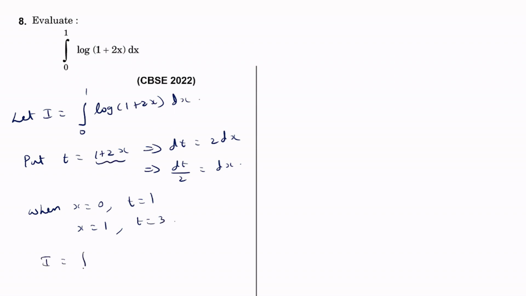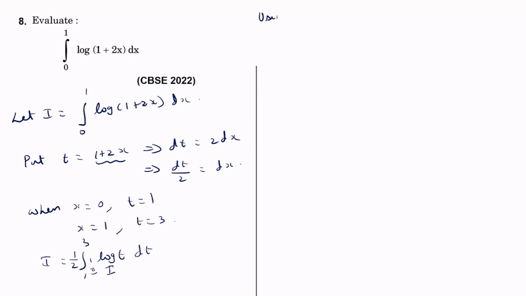So the given integral becomes integral 1 to 3 half log t dt. In place of 1 plus 2x we are putting t, and in place of dx we are putting half dt, and we have changed the limits to 1 to 3. Now we can use integration by parts to find the integral of this function. Here we can take log t as the first function and 1 as the second function.